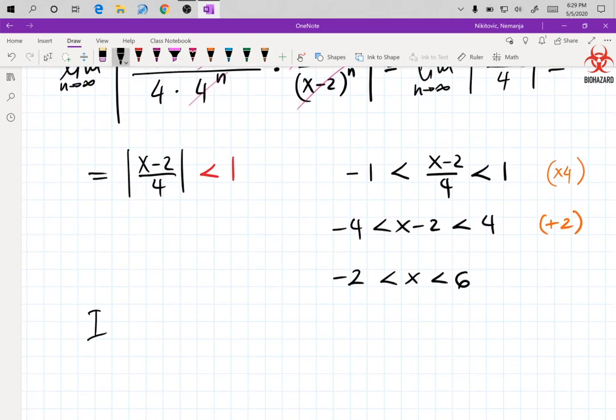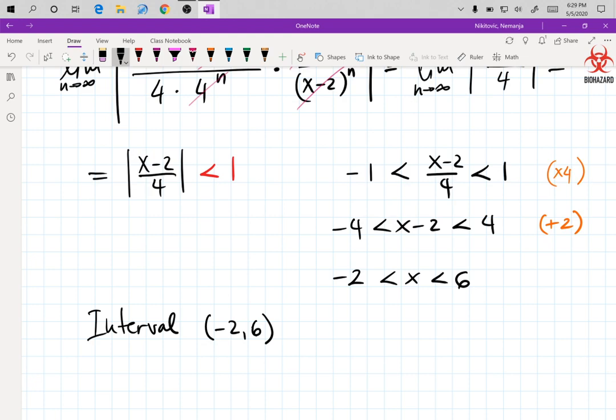So the interval is negative 2 to 6. Make sure you are using parentheses because the endpoints are not included in this interval. So 6 will make it diverge, right? 6 will make it diverge because it will give you r equals 1. And r equals 1 is divergent by the geometric series test.